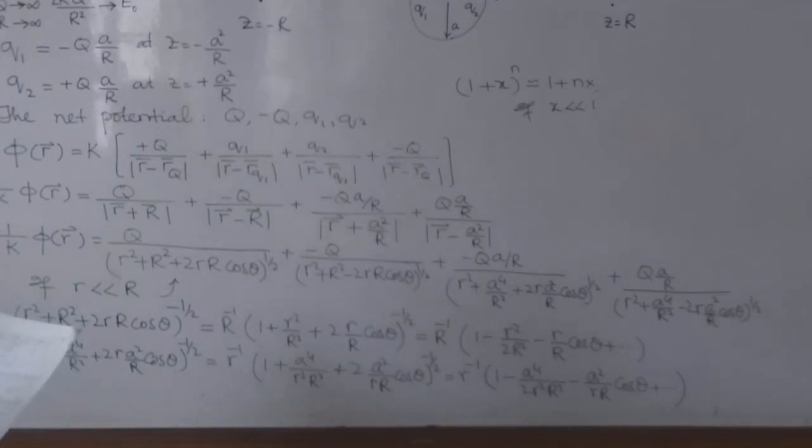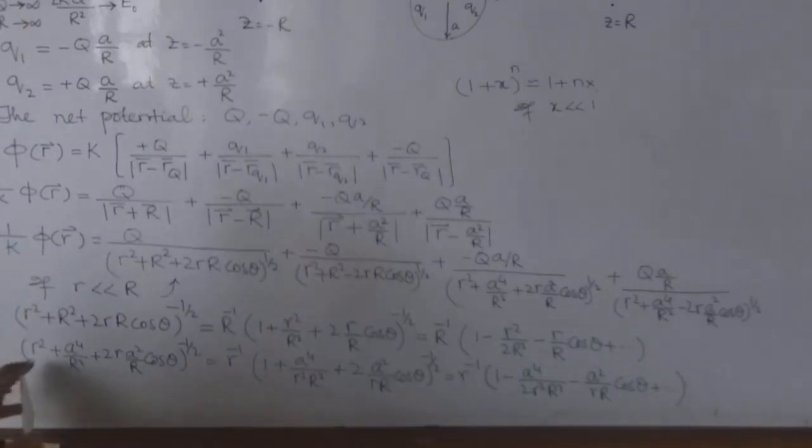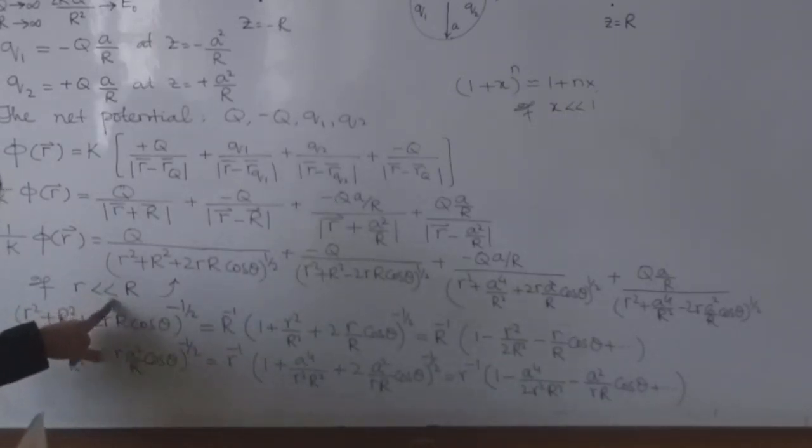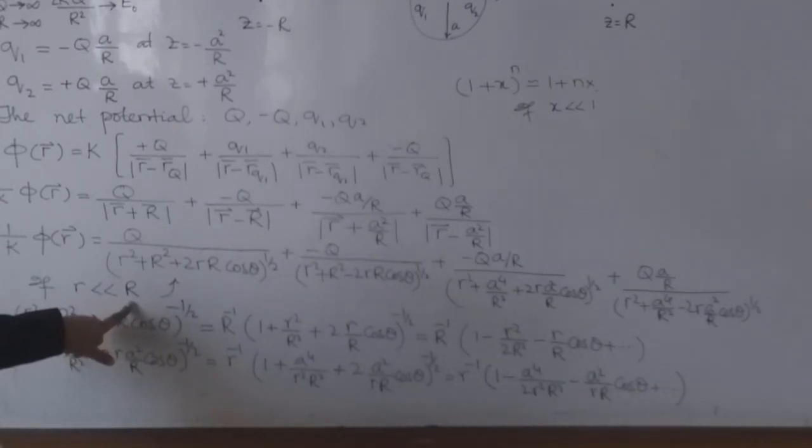Now I can write that over here we will have to specify one limit, which is where R will be greater than r. What about the comparison of a with small r?